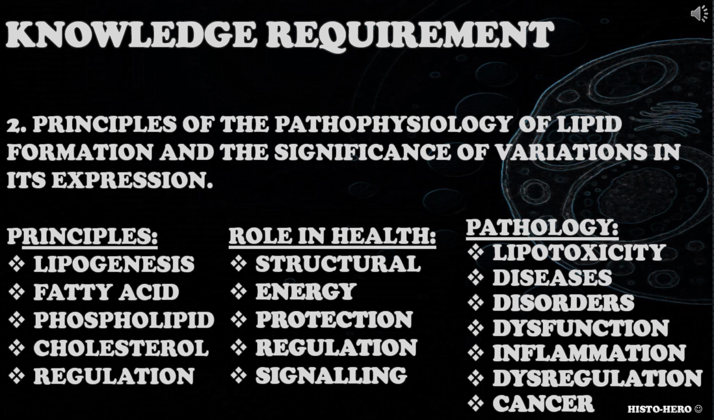What is the role of lipids in healthy tissue? Consider structural role like myelin sheaths, skin barrier, cell membrane, energy storage, protection, insulation, cushioning, regulation, hormone production, cell signaling, vitamin absorption. What is the pathological significance of lipid form and expression? Consider lipotoxicity, diseases like atherosclerosis, cardiovascular diseases, metabolic syndrome, diabetes, fatty liver and obesity, disorders of lipid storage and neurological disorders, adipose tissue dysfunction, inflammation, immune dysregulation, cancer.